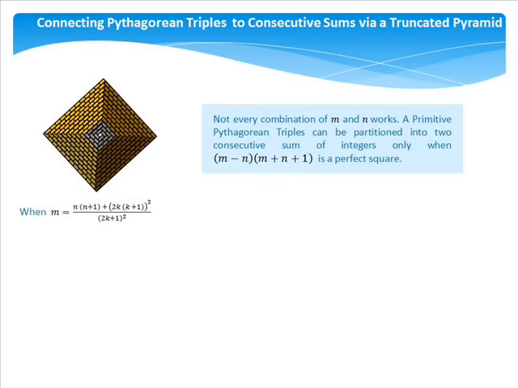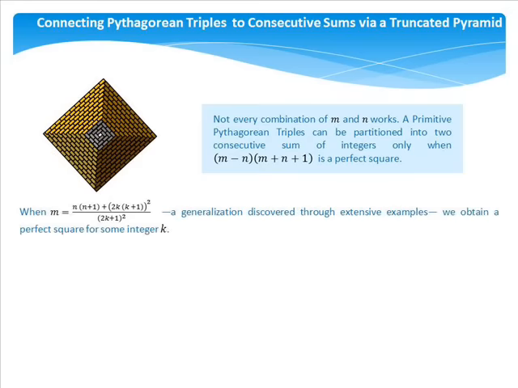When m equals n times n plus 1 plus the square of 2k times k plus 1 all over the square of 2k plus 1, a generalization discovered through extensive examples, we obtain a perfect square for some integer k.